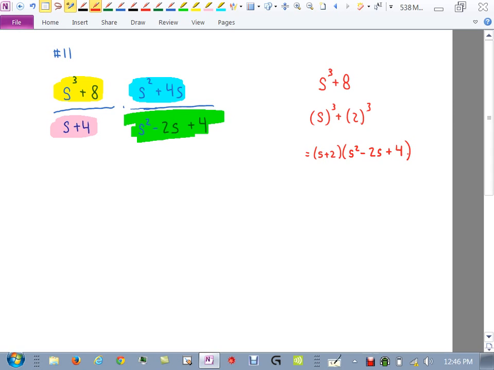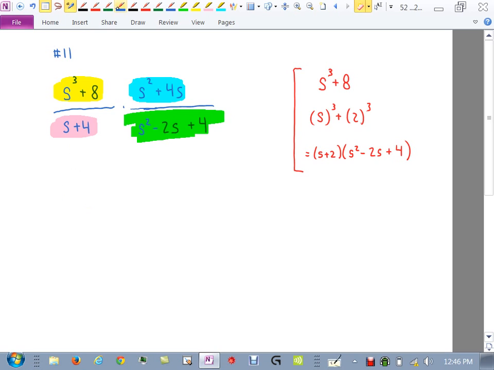How about bottom left? Does the bottom left need any factoring? Bottom left, this one here? S plus 4? It's 2 terms, right? But it's not a difference of squares or cubes or anything like that, or sum, because the S is not squared, right? So I just leave it the way it is.